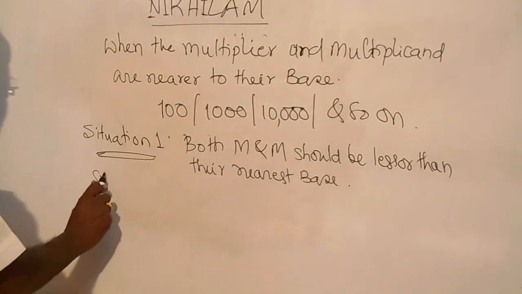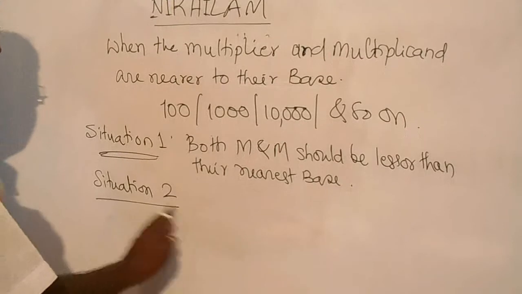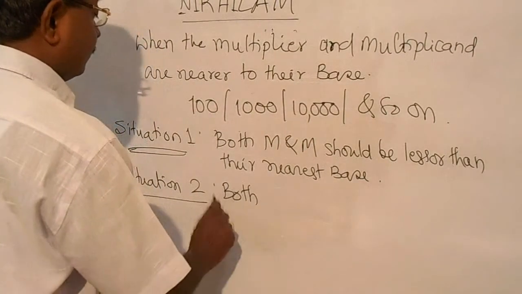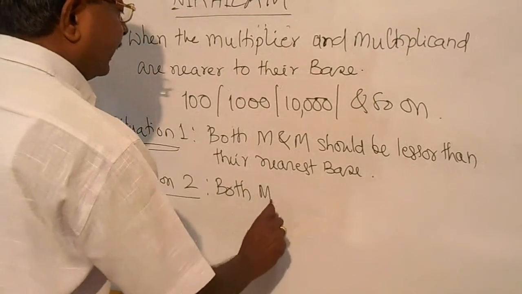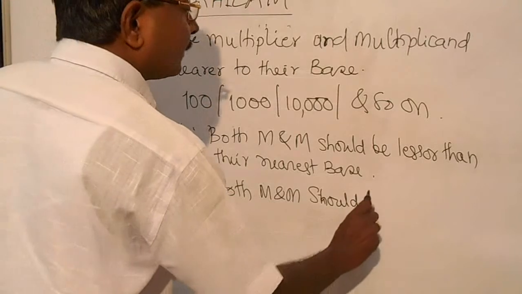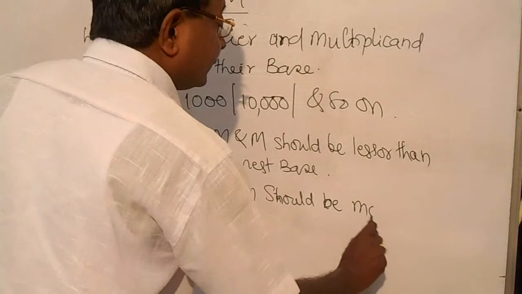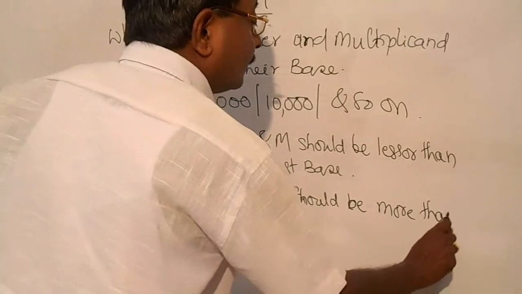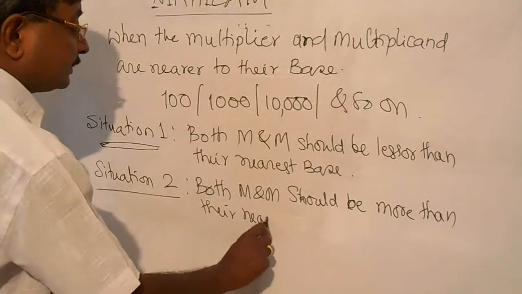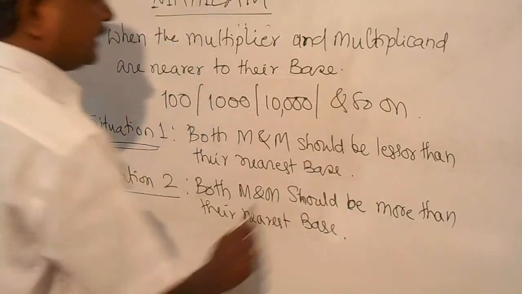And situation number 2: both the multiplier and the multiplicand should be more than their nearest base. This is the second situation.